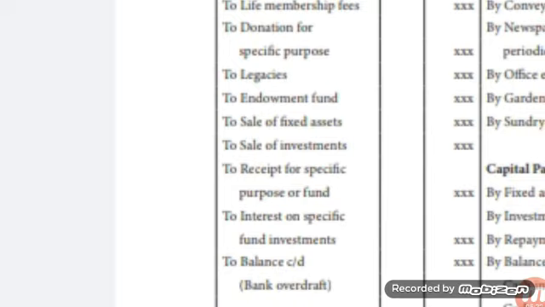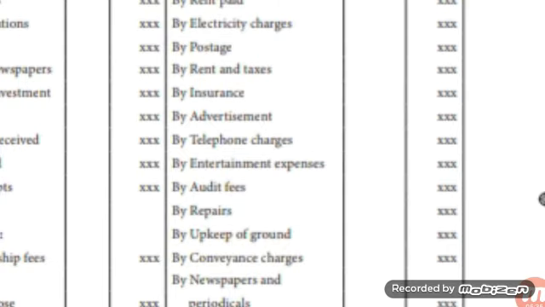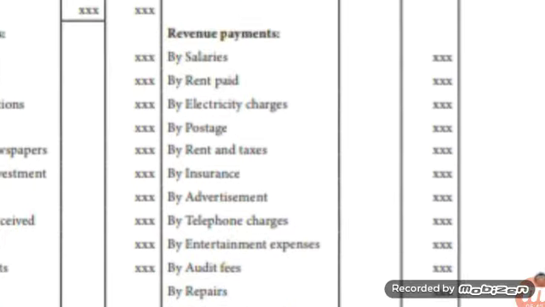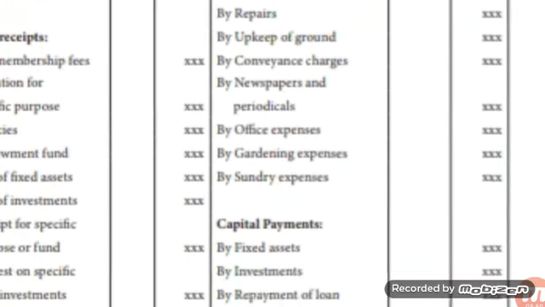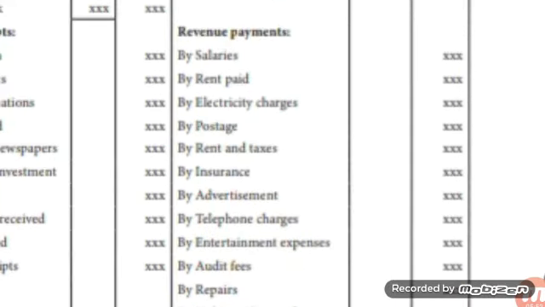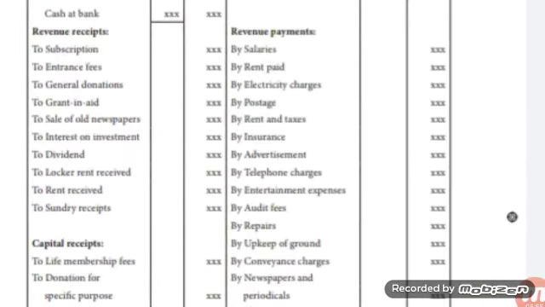Okay, children. Now, all cash receipts, both revenue receipts and capital receipts, are recorded on the debit side. Then the credit side. All cash payments during the year are recorded on the credit side. These are also recorded under appropriate headings. What are they? Revenue payments and capital payments. What are the revenue payments? Revenue payments are recurring.